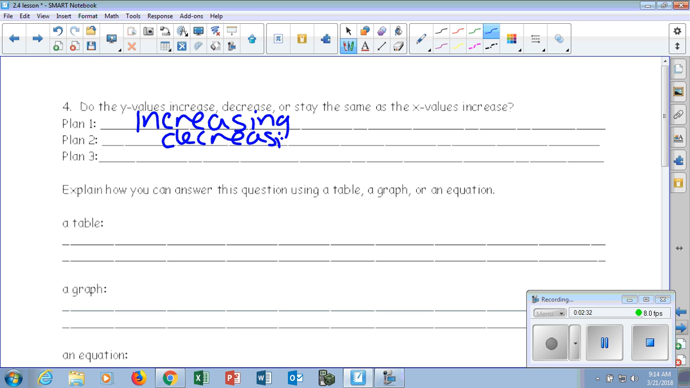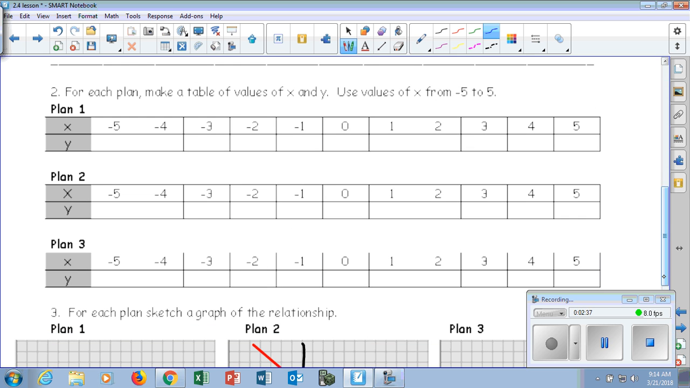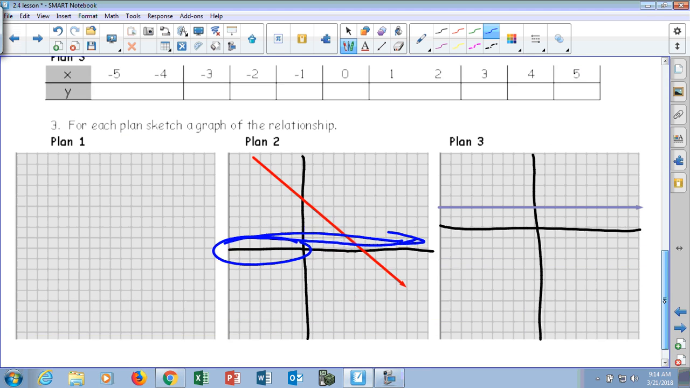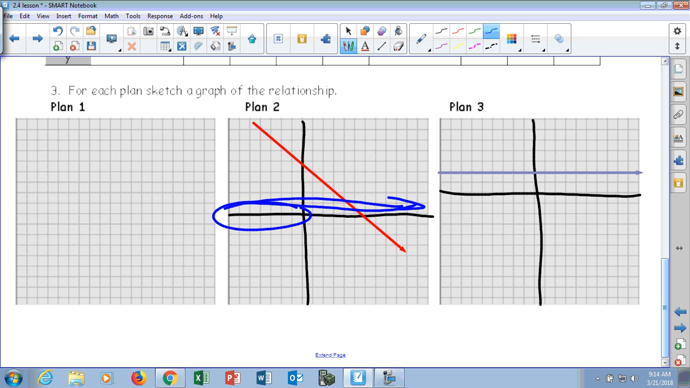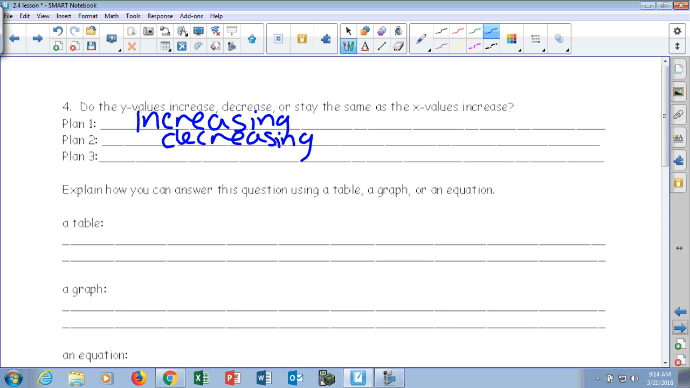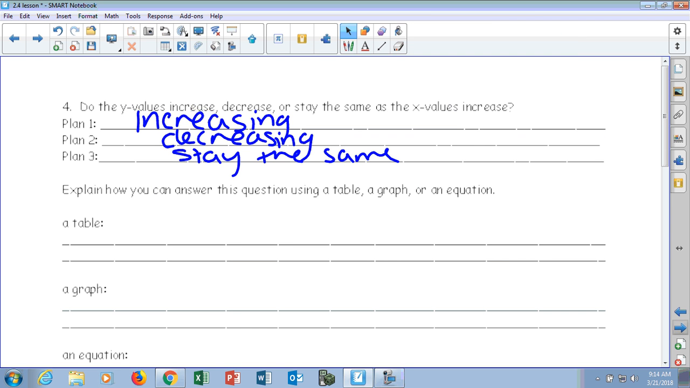Lastly, we got to look at our plan 3. That line looks a lot different. What is this line doing? My purple line. Sophia? Staying the same. As my x-axis is getting positive, my y-axis isn't doing anything. It's staying at the same number at a positive 2. So we would just say, stay the same. So we're looking at the direction that those lines are going in.